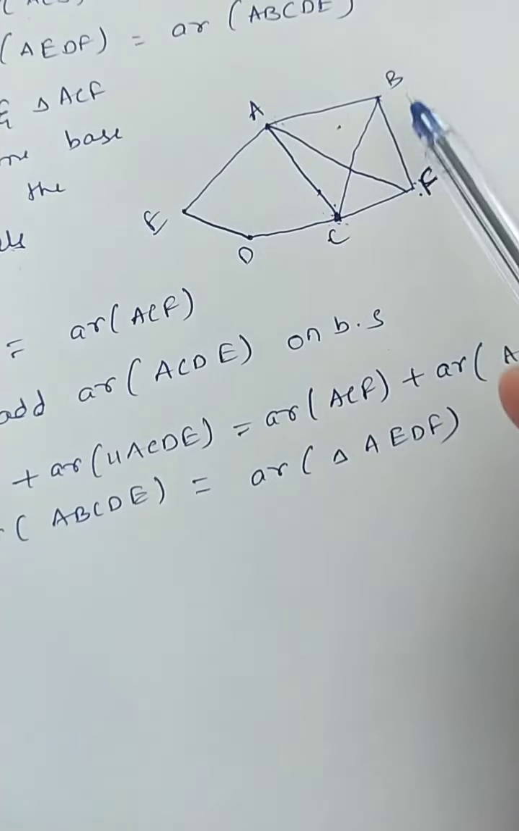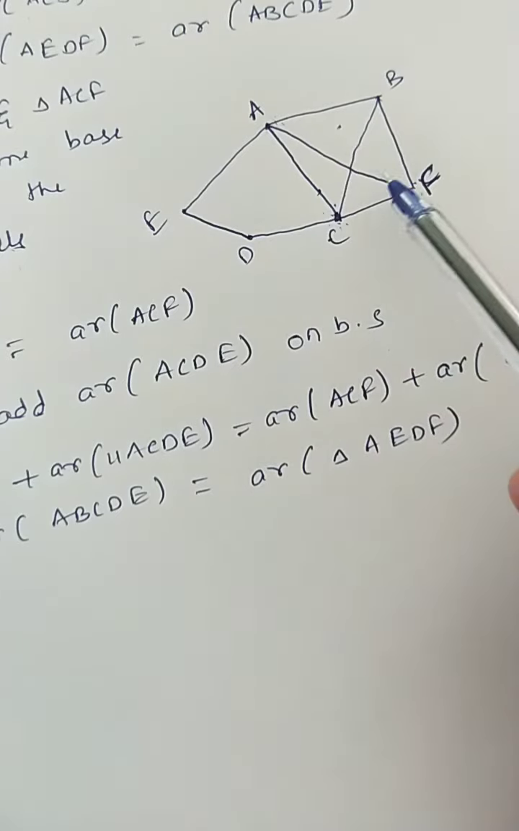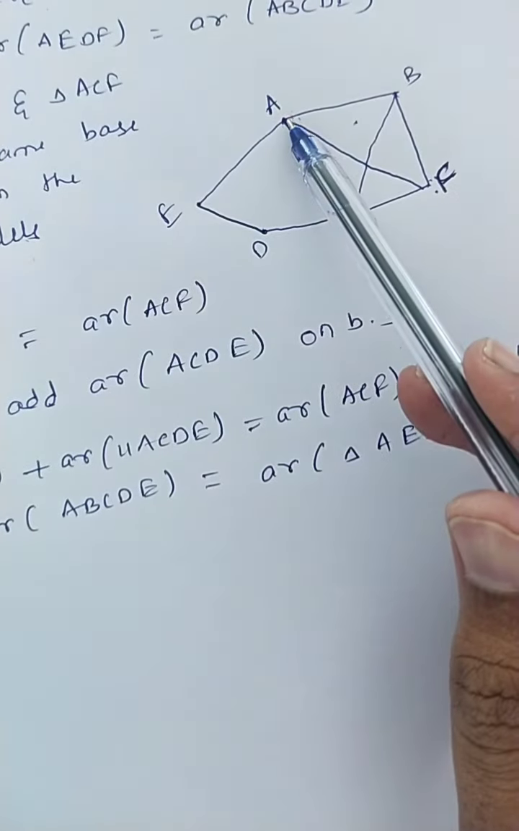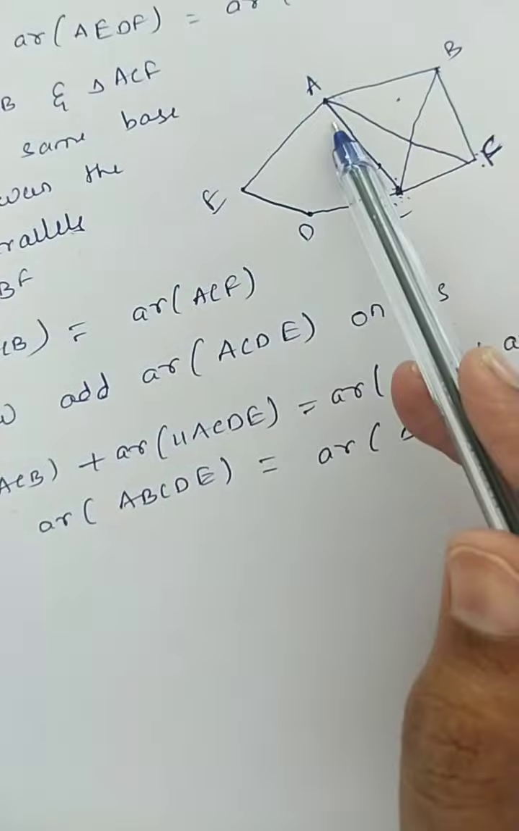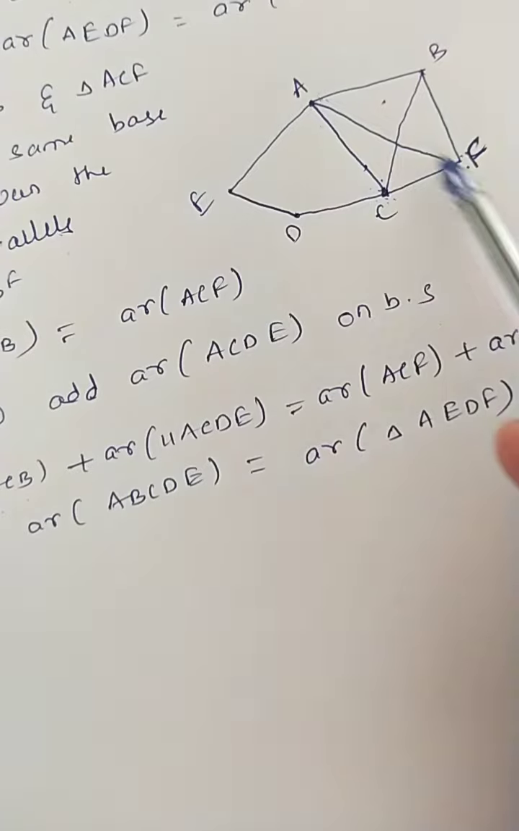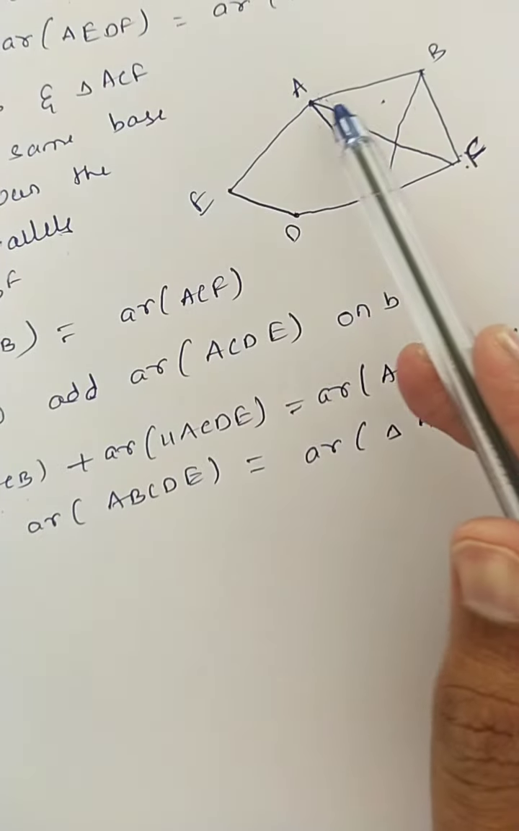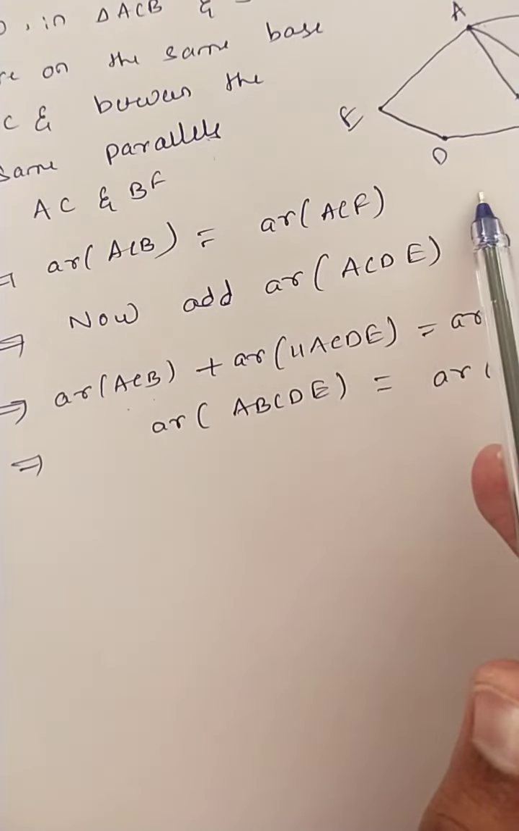See here, this is the pentagon, with sides A, B, C, D, E, F, and I am extending from A to C and B to F, so AC is parallel to BF. Now we have the two triangles ACB and ACF, standing on the same base AC and between the same parallels AC and BF. So the area of triangle ACB is equal to the area of triangle ACF. Call this equation 1.